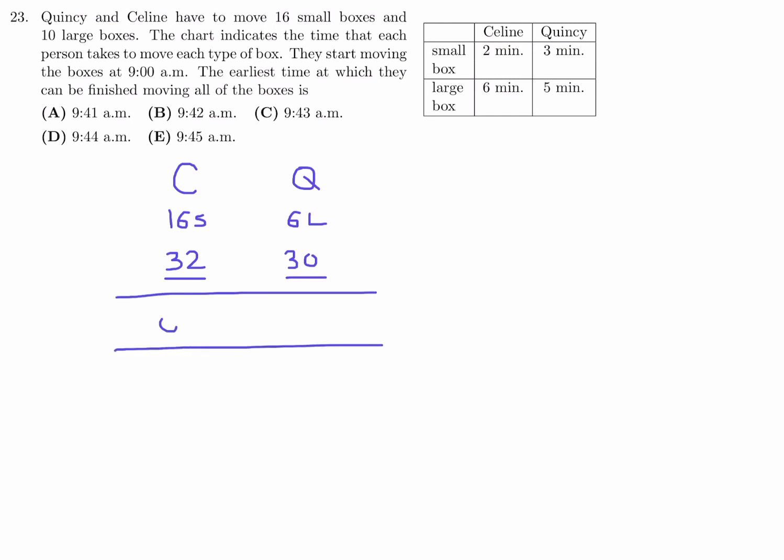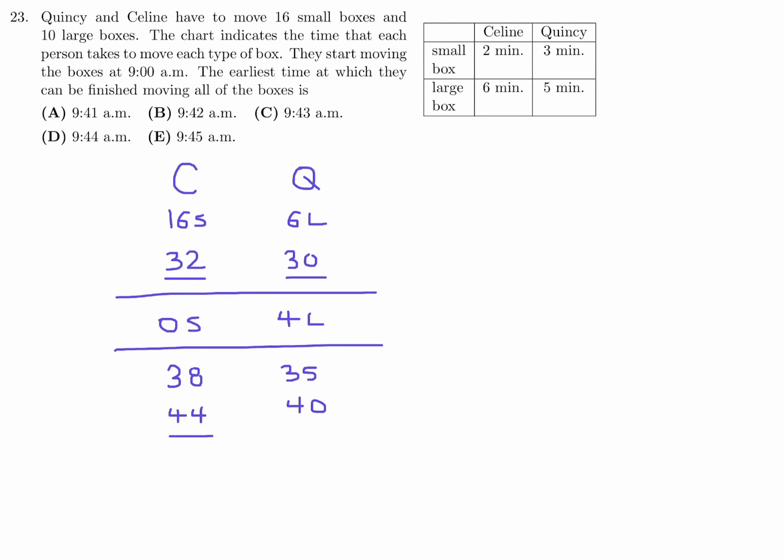All the small boxes are gone, so 0 small is left over, but 4 large are still remaining. So I'm going to divide those evenly. I'll say, Celine, you move 2 of them, and Quincy, you move 2 of them. So Celine moves 2. Then the first one, it'll take her 6 minutes, so we're up to 38 minutes. And the second one, another 6 minutes, so now we're up to 44 minutes. Quincy, the first one takes 5 minutes, so we're up to 35 minutes. And the second one, up to 40 minutes.